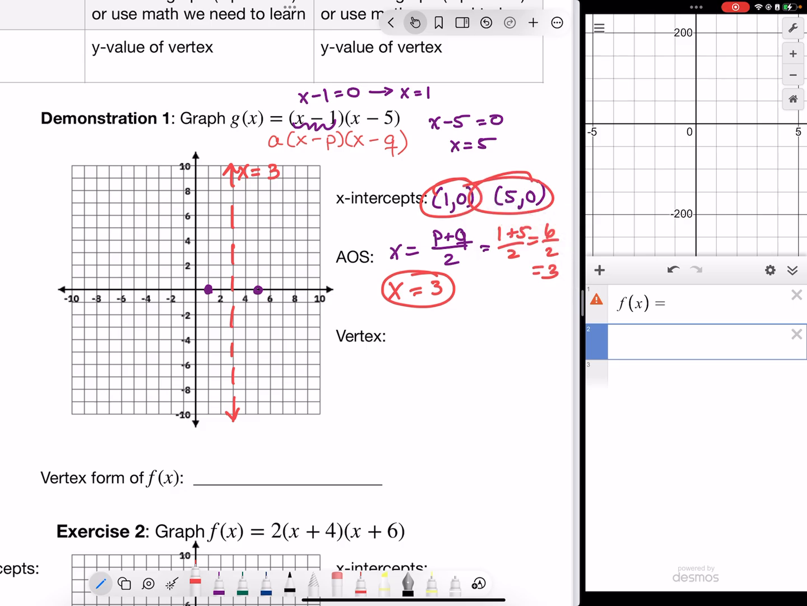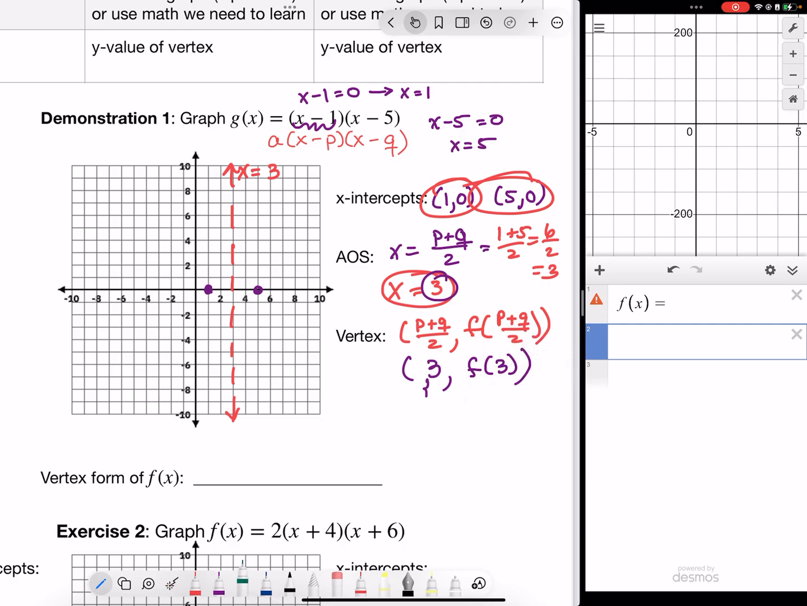All right, last question is where's the vertex? The vertex, everybody, if you remember, is at p plus q over 2, comma, f of p plus q over 2. All righty, well, p plus q over 2, I just found that. And so this is really what I'm trying to calculate. I know the x is 3. I need to find the f of 3. What happens when I put the 3 into the function?